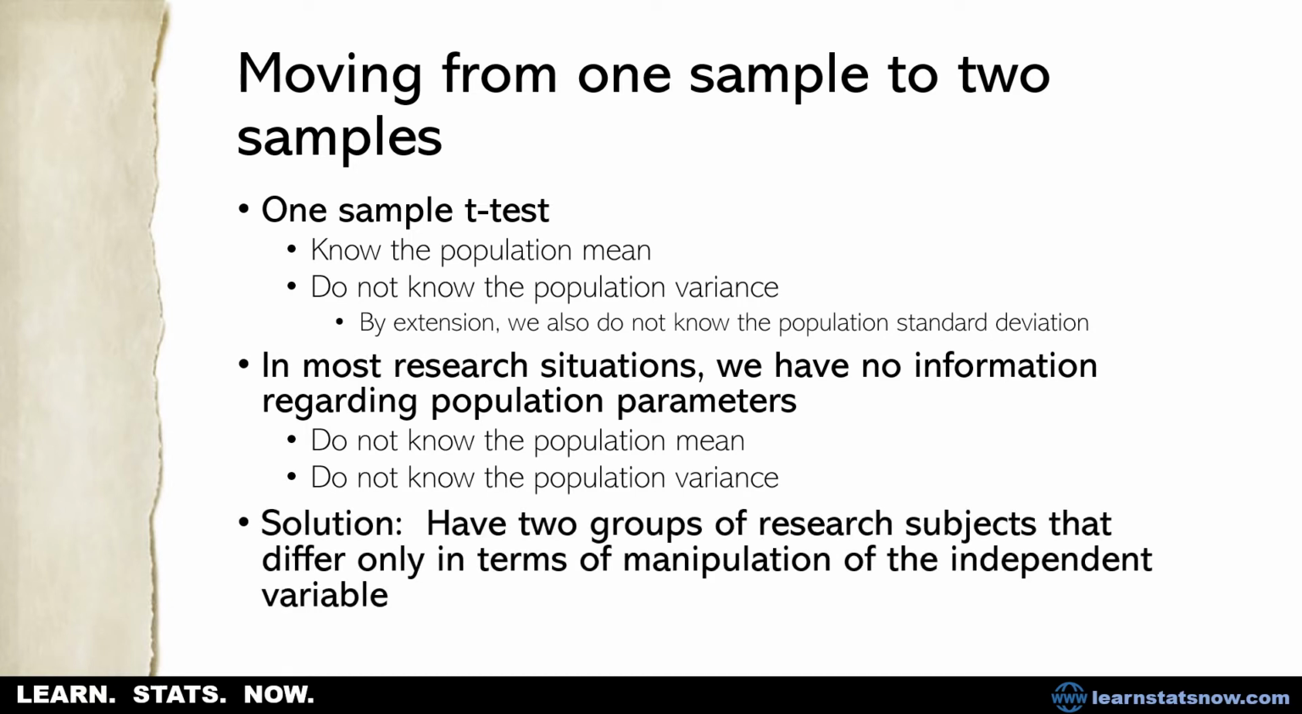So our solution is then to have two groups of research subjects that differ only in terms of manipulation of the independent variable. Now, one of those groups will essentially represent our research hypothesis, what we're really interested in finding out may be true about an experimental manipulation or a treatment or so forth. And usually the other group involves a control condition or some sort of comparison condition that represents an untreated population.